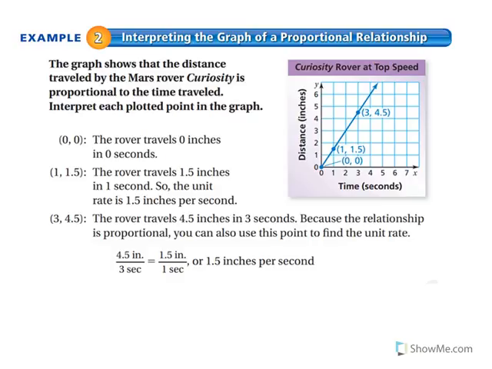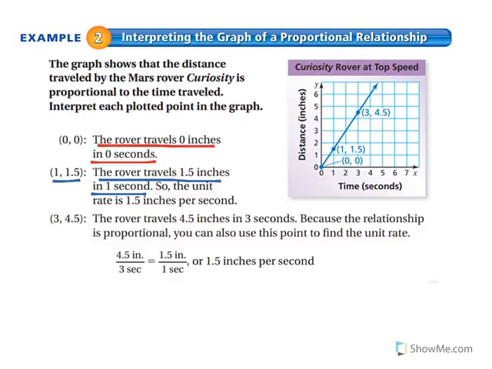I want to make sure that you know what each point represents. So I see for 0, 0, the rover travels 0 inches in 0 seconds. That's what I want to know that you know. For 1, 1.5, the rover travels 1.5 inches in 1 second. Now, it is important to know that the rate is 1.5 inches per second, but I'm not going to make you rewrite that. Hopefully you understand that that is now going to be the unit rate, but I'm not going to make you write that.